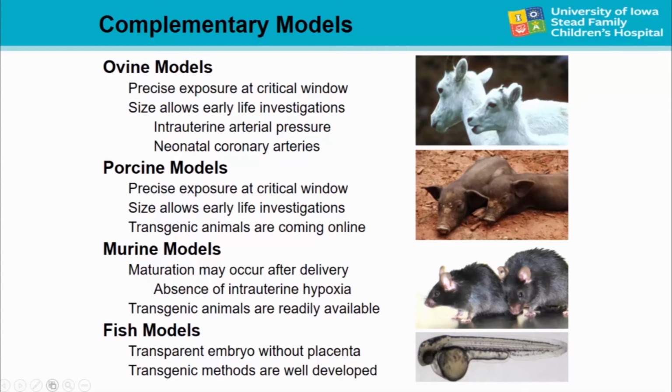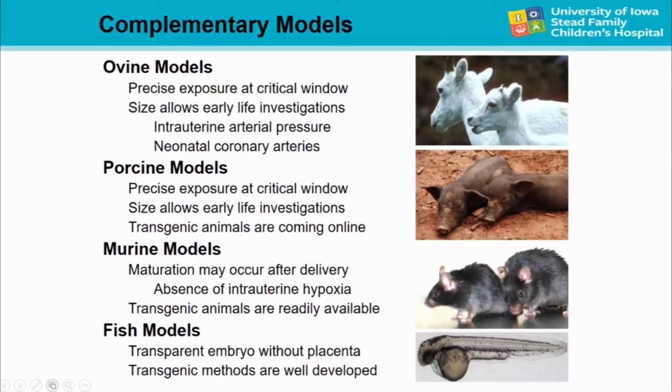Transgenic ones are online. I borrowed this from Randy's website. Murine models can be disadvantaged by the fact that maturation can occur after delivery, but then we're trying to turn that into an advantage by using it as a model of prematurity, more so than intrauterine growth restriction. And then we've also started to do fish models, actually. All of these things that are considered weaknesses could likewise be considered strengths.